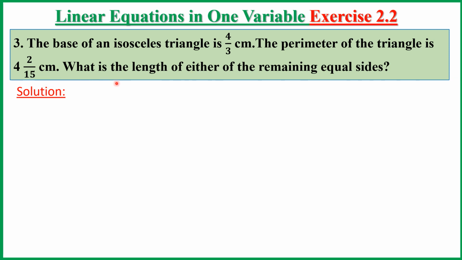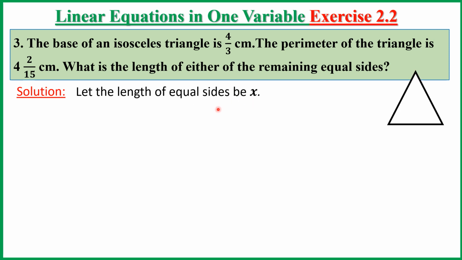So what we have to find? We have to find the length part. So that is our unknown number. So let the length of the equal sides be x. Also, what is an isosceles triangle? Isosceles triangle means two sides are equal. So if we find either one of the sides, that will be equal to the other side. And they have given our base.